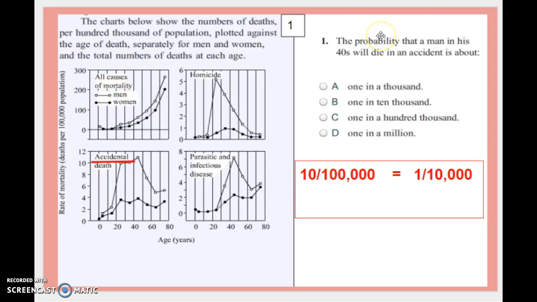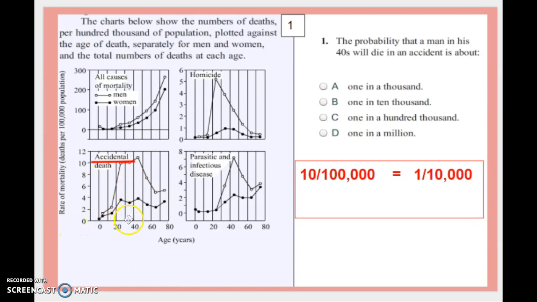Now, if you look at your question, it's the probability that a man in his 40s will die in an accident is about. Well, probability is a little bit of a trick because it really is just looking for the rate or the ratio that they're going to die. So we have a man. We know we're going to look for the hollow dots. It's in his 40s. We're going to be able to go to 40. And accident narrows it down to this little square here. So we're going to look at this one.